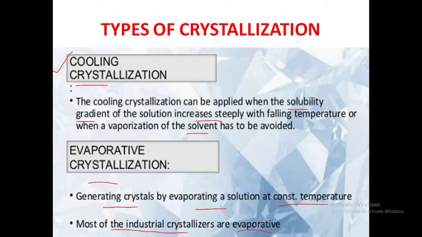Whereas evaporative crystallization generates crystals by evaporating a solution at a constant temperature, that is, isothermal condition. Most of the industrial crystallizers are evaporative. So these are the types of crystallization.